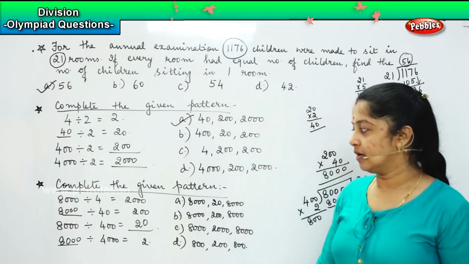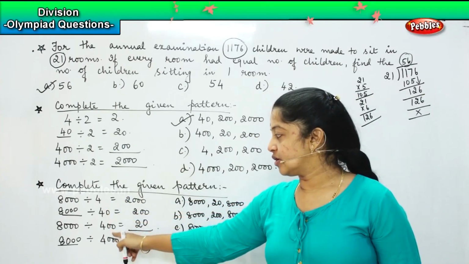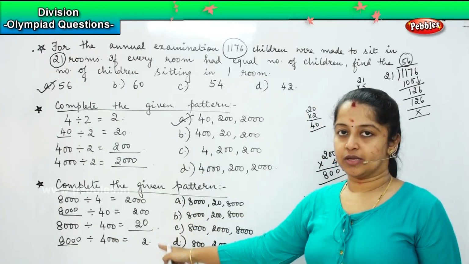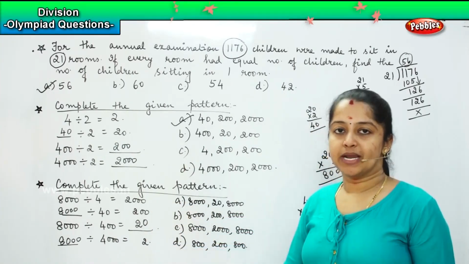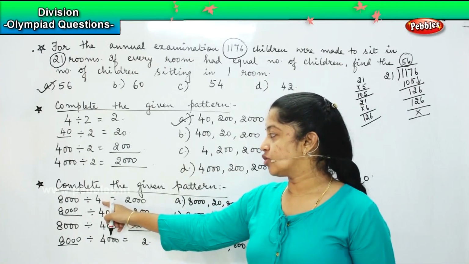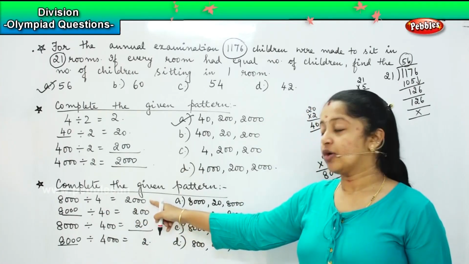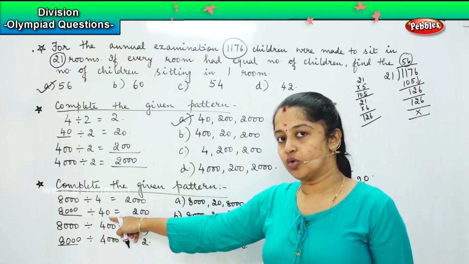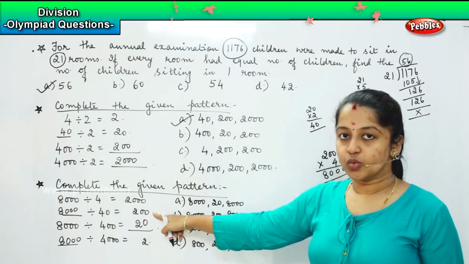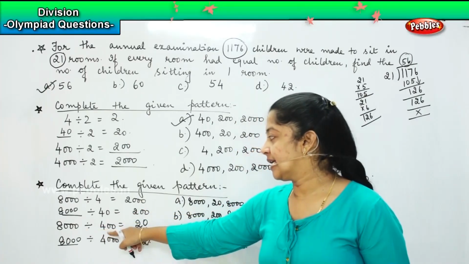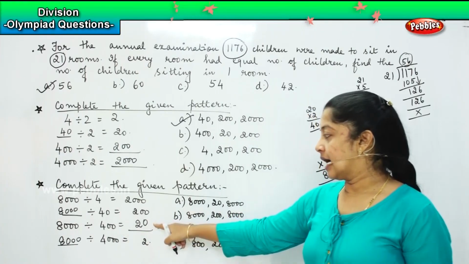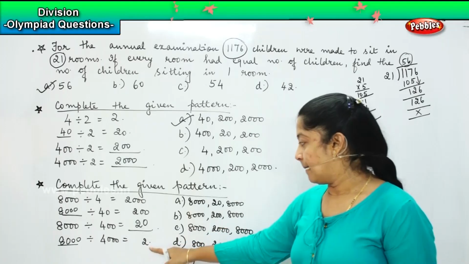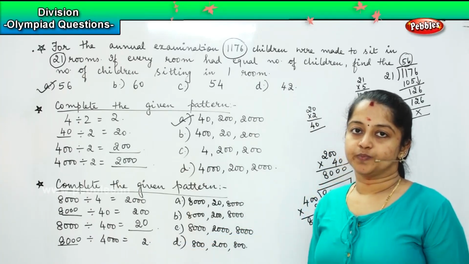So if you see here, when I am increasing the number of zeros in my divisor, my quotient amount is reducing by that many zeros. In first case, there was no zero. So my quotient was 2000. When the second case, when I increased here by 1 0, then this came to 200. In the third case, when I increased it to 2 zeros, then the answer became 20. And in the last case, when I added 3 zeros, my quotient became 2.